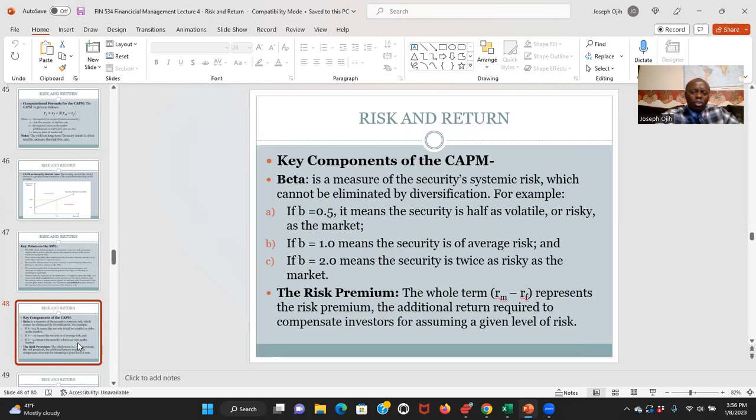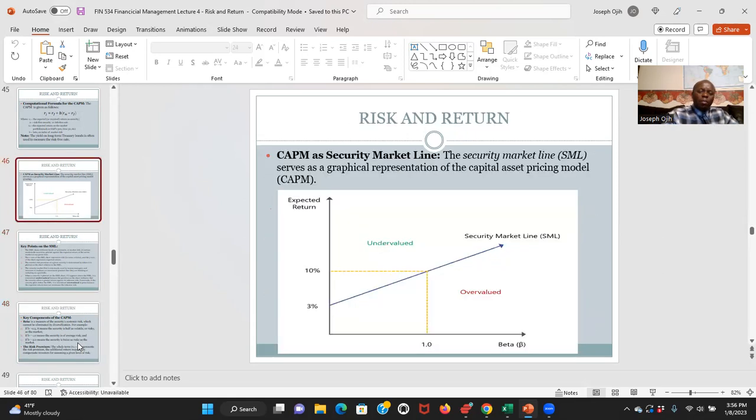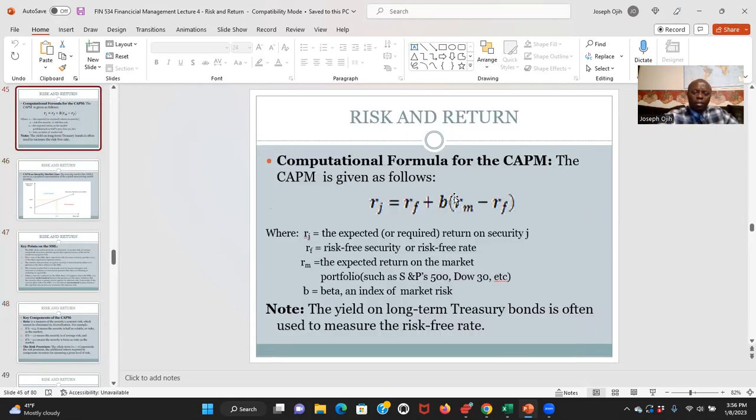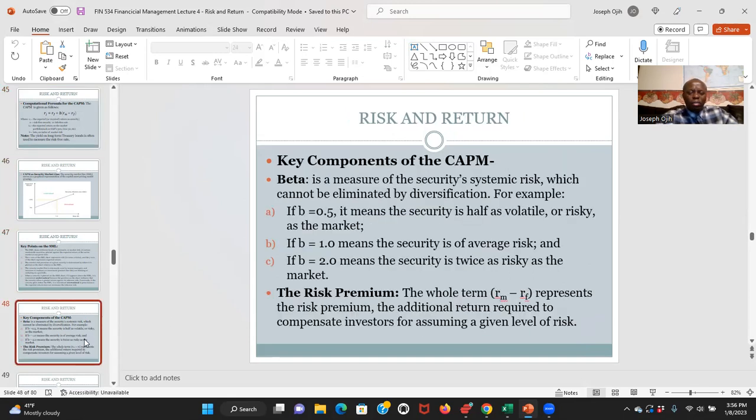Now, that's the section that we call the risk premium in the formula, if you look at it, this part here. That section is the additional return required to compensate investors for assuming a given level of risk. That is what that section represents: the additional return required to compensate investors for a given level of risk.